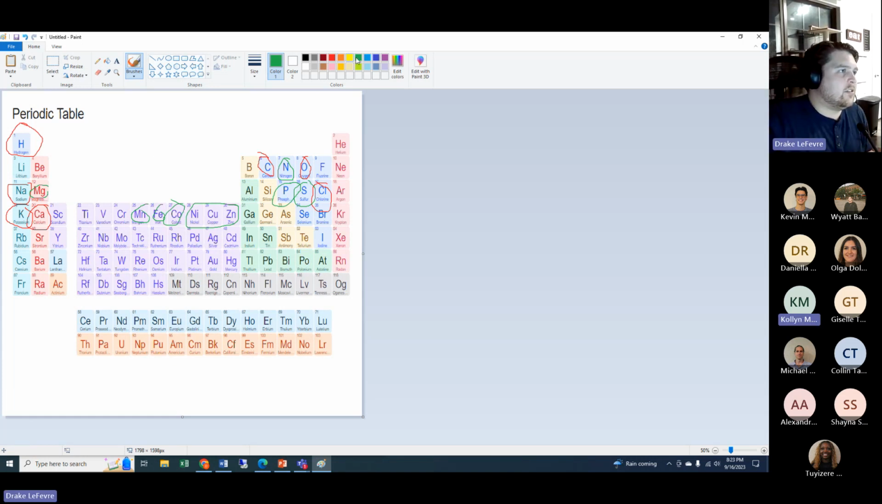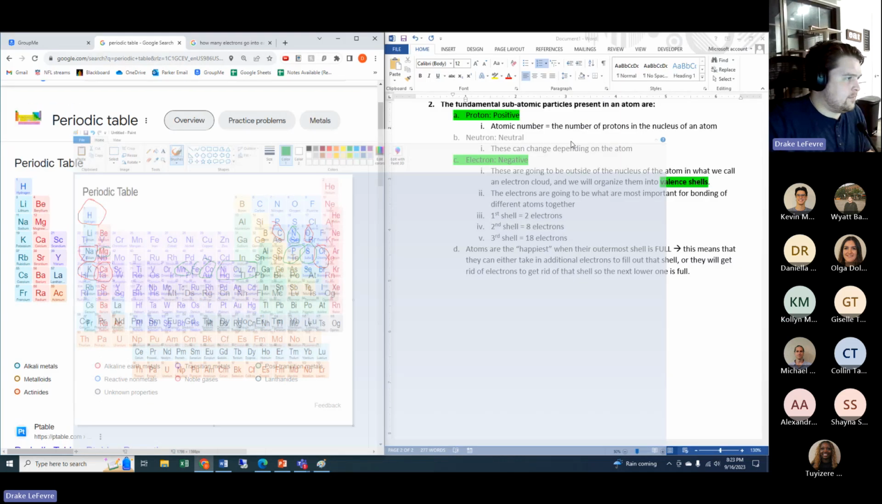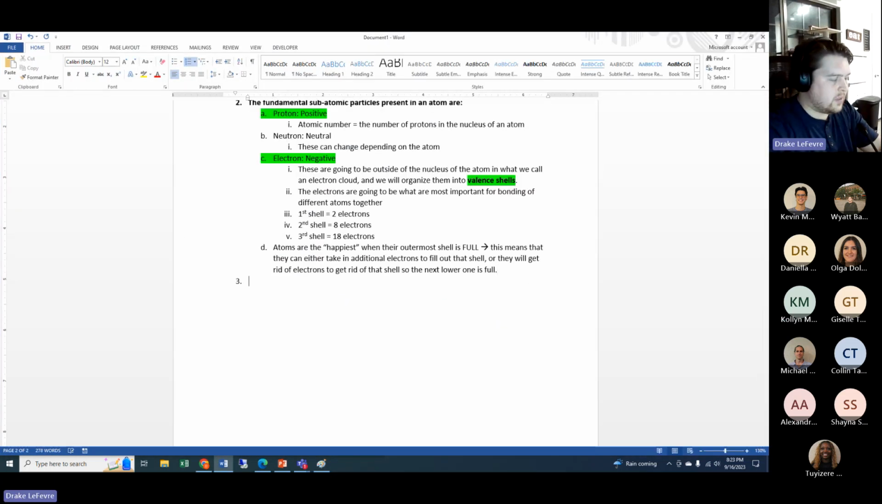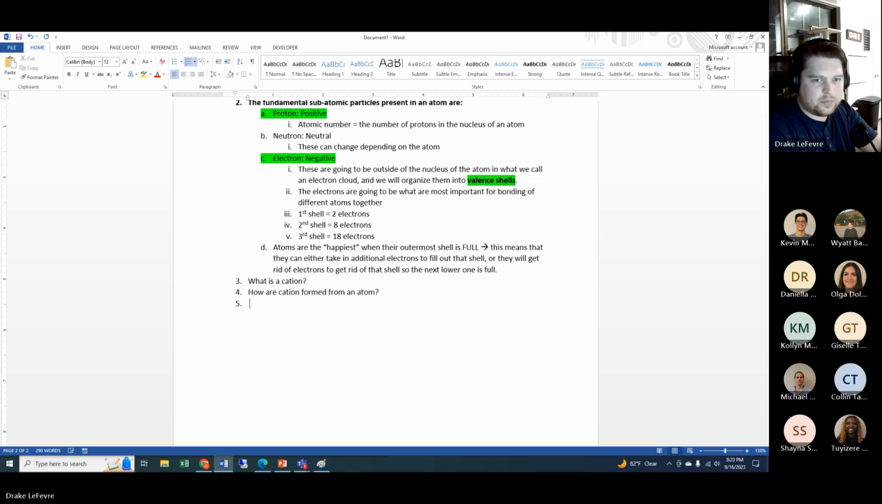So the forms that you're going to see these in, and this actually gets into the next question. It's: what is a cation? How are cations formed from an atom? And explain with an example. This is all just kind of one question they have together.